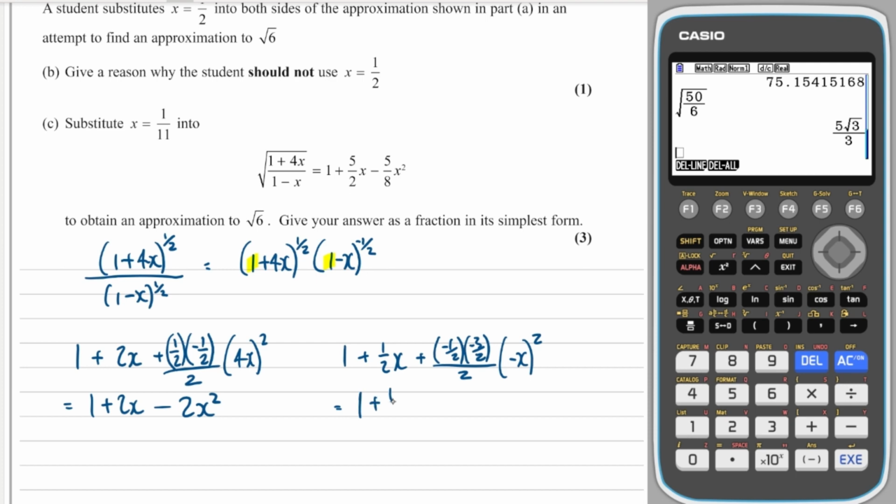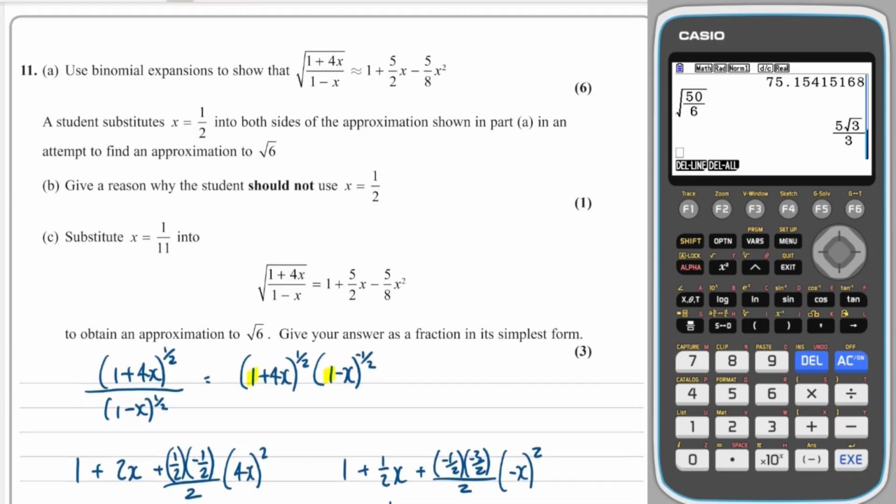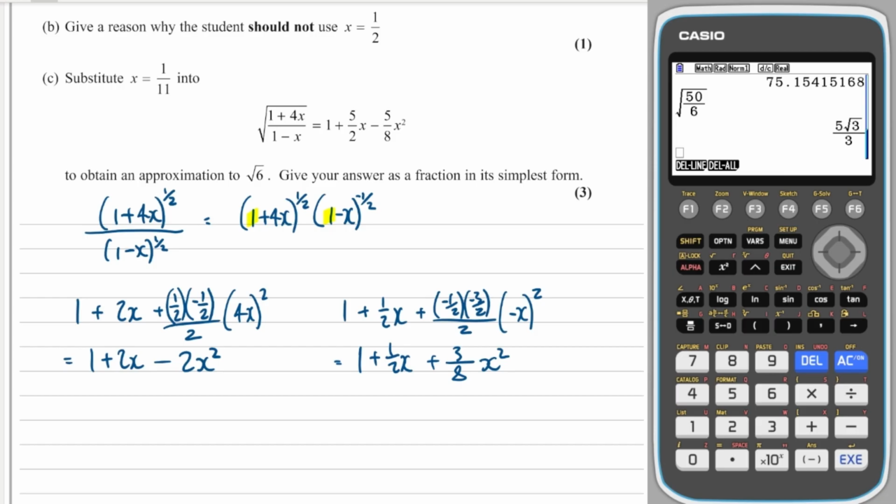Okay, so what will this give us? We'll get an 8 from the bottom again. We'll get two negatives make a positive and a 3 on top. And that will turn positive because you're squaring it, so that's just x squared. Okay. So next what we need to do is multiply these two together.